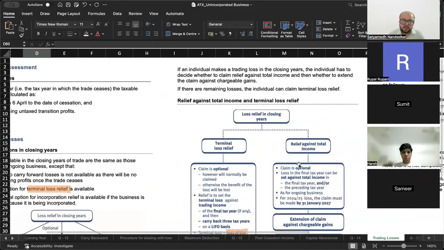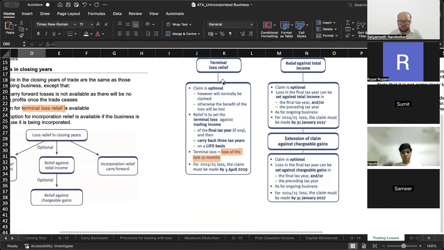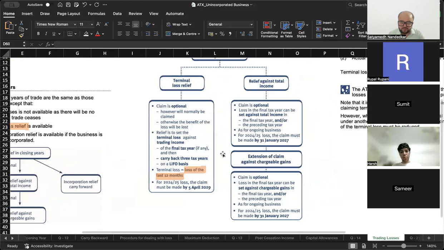How does the terminal relief work? Claim is optional, however will normally be claimed. Otherwise, the benefit of the loss is lost. Relief is to set terminal loss against trading income of the final tax year, if any, and then carry back 3 years on a LIFO basis. And terminal loss is loss of the last 12 months. Carry it backward for 3 on a LIFO. इसके पहले जो देखा था, it was carry back 3 years on FIFO basis in opening year rules.